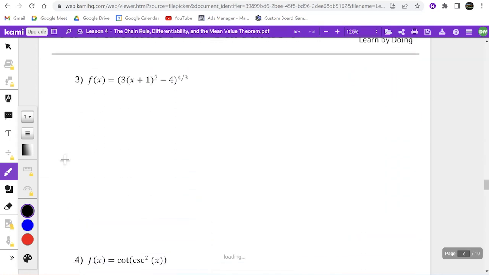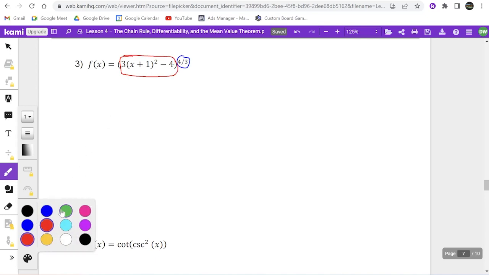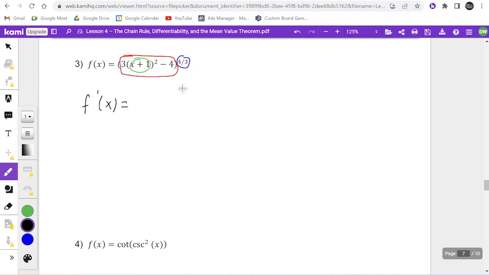Okay. The next one will be, the next two actually, these are going to be double chain rules. How do I know? Because, golly, you have an outside rule, which is the 4/3 power. You have a middle rule, which is this thing. And then you have a very inside rule, which is the x plus 1. So this is a double chain rule. And if you remember what I do for double chain rule, I'm going to take the derivative of the outside first, which is the blue. So pull the 4/3 out in front.